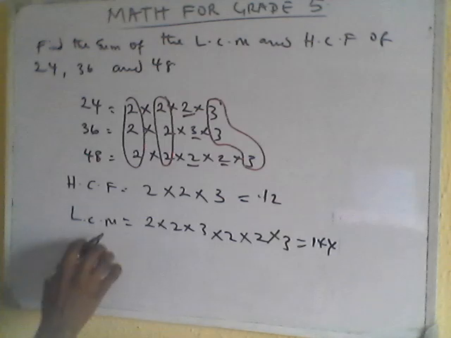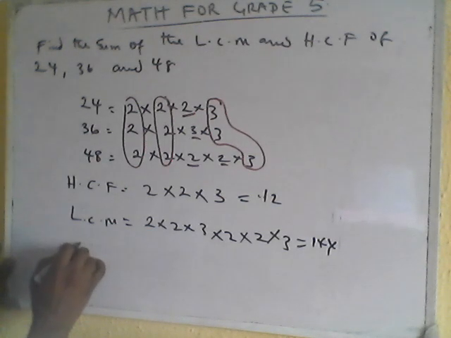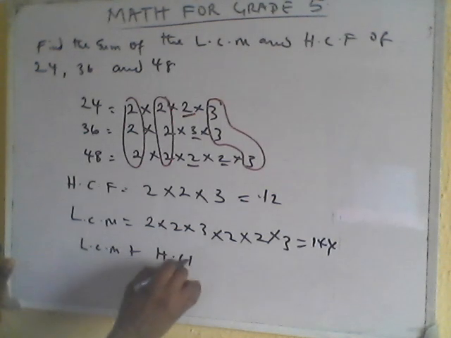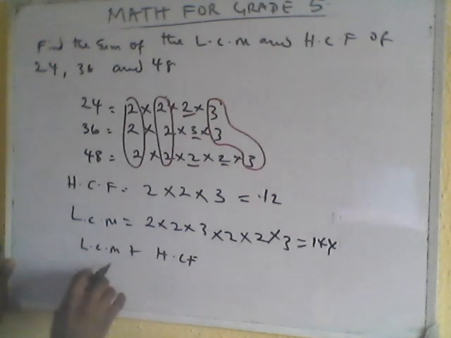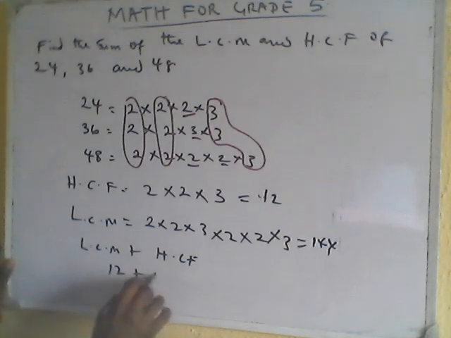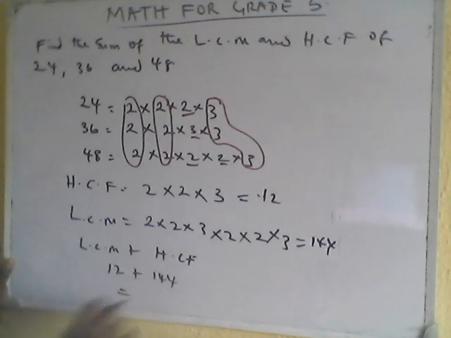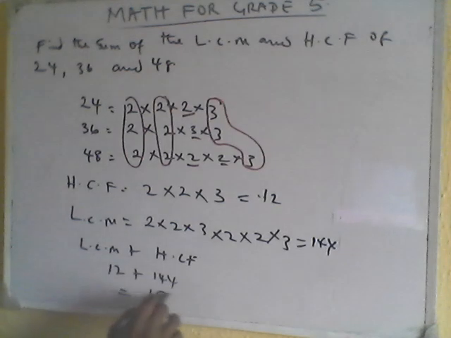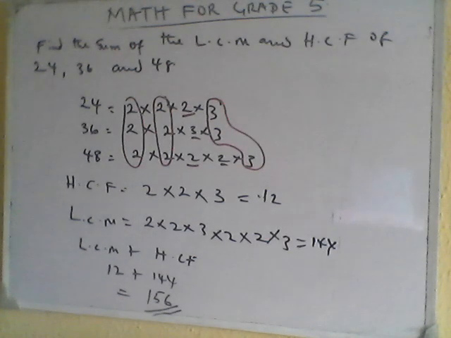Therefore, the sum means add the LCM and the HCF. So LCM plus HCF. I have HCF as 12 and LCM as 144. By the time I add this together, 144 plus 12, I'll be getting 156. So the sum of the LCM and the HCF of this series will give me 156.